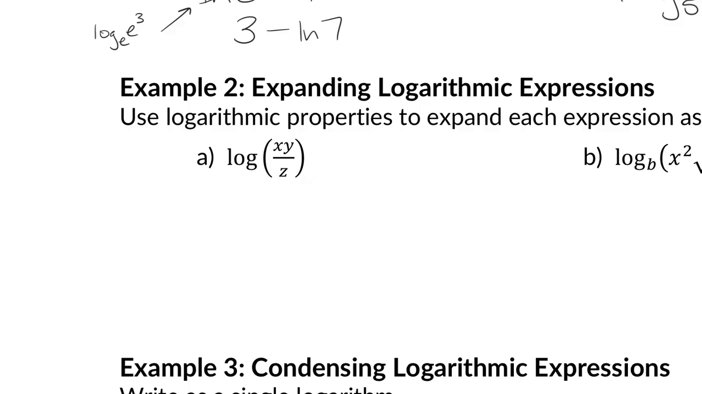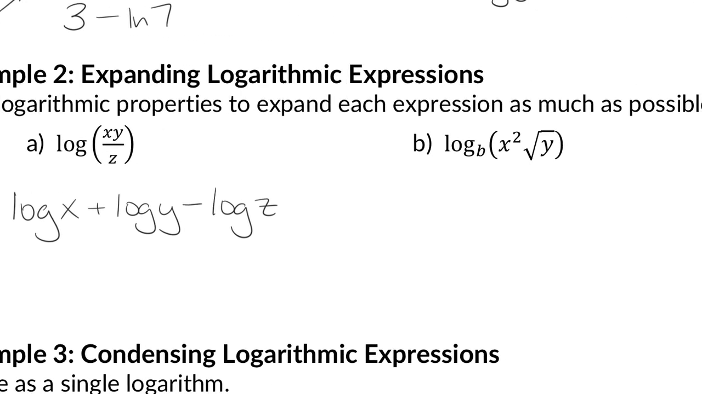When we separate this argument, we're going to separate it into 3 separate logarithms, one with x, one with y, one with z. Anything that's coming from the numerator is a positive logarithm. Anything coming from the denominator is a negative logarithm, which means when we expand this, it would become log of x plus log of y minus log of z. Bonus question again, what is the base of this logarithm? 10. Nice.